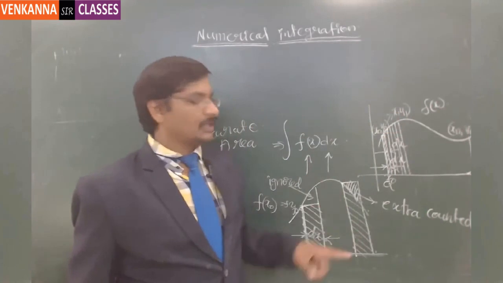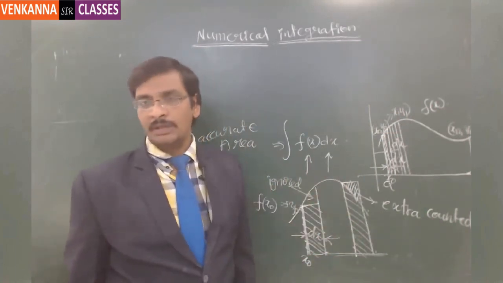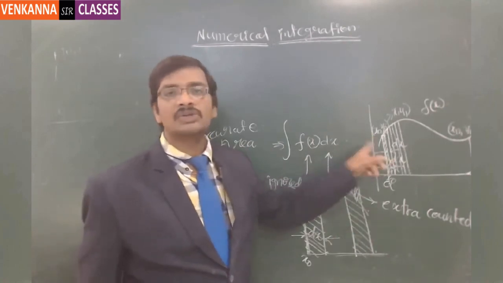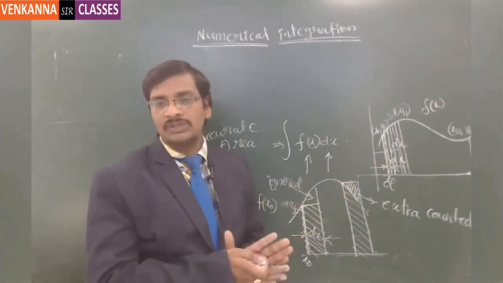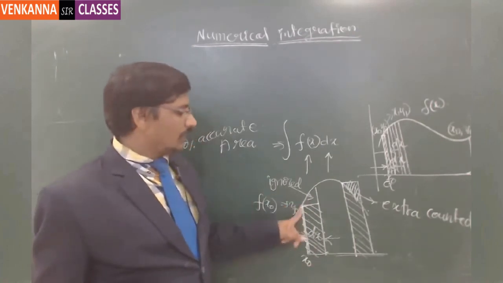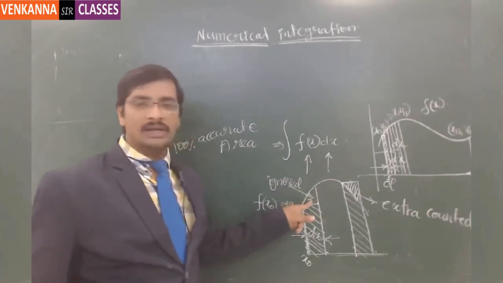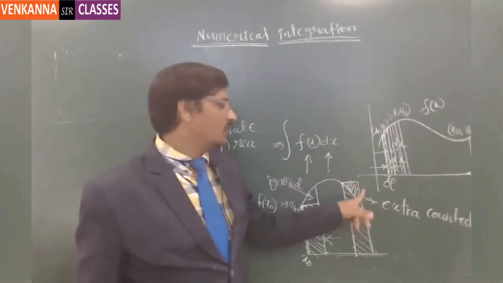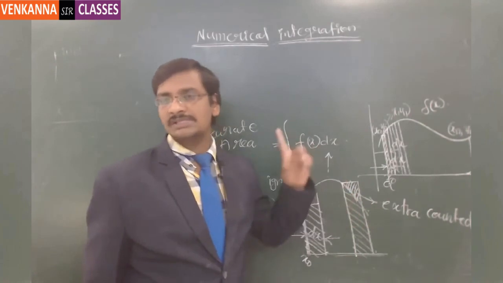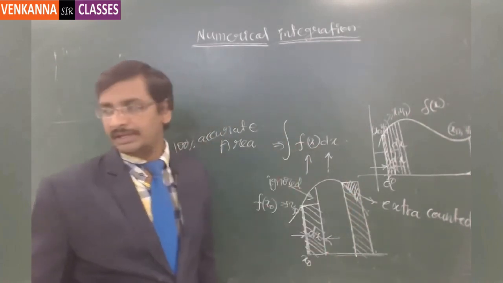But if you notice, there will be a definite associated error, because these data points are not almost closer to 0. There will be a certain interval. Suppose the curve is moving upward like this, there will be ignored area. If the curve is moving down, there will be extra counted area. So this is an error, and this error is definitely present in numerical integration.